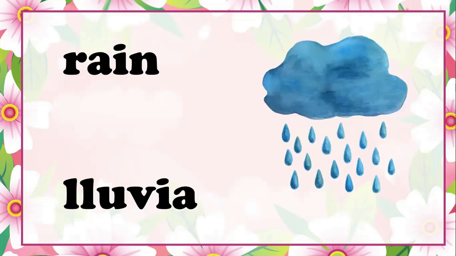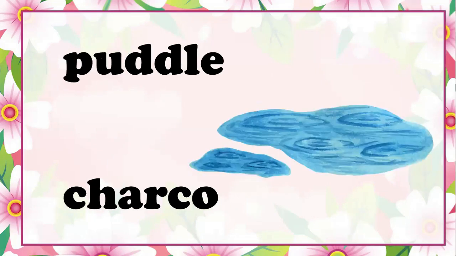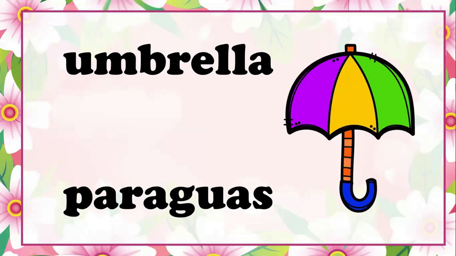Rain is lluvia. Wind is viento. A puddle is a charco. Umbrella is paraguas. So agua is water. Para is to stop. So in Spanish, it's literally to stop the water. Paraguas.